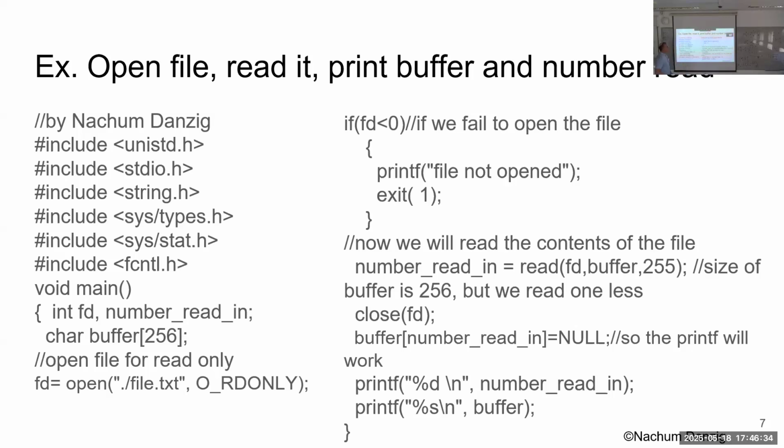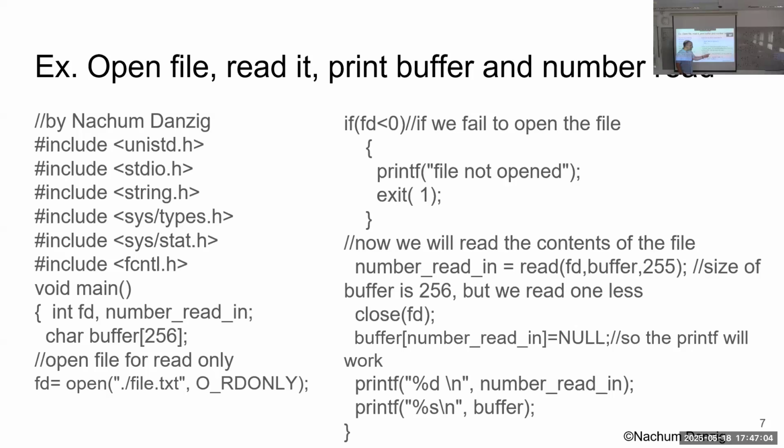Now we will read the contents of the file. So we say number read in, which is an integer, equals read FD, buffer, 255. Notice I did one less than the size. The size of the buffer is 256, but we read one less. Okay. Now close. It's just because I want to print. Close FD. So here I was being very polite. I closed the file.